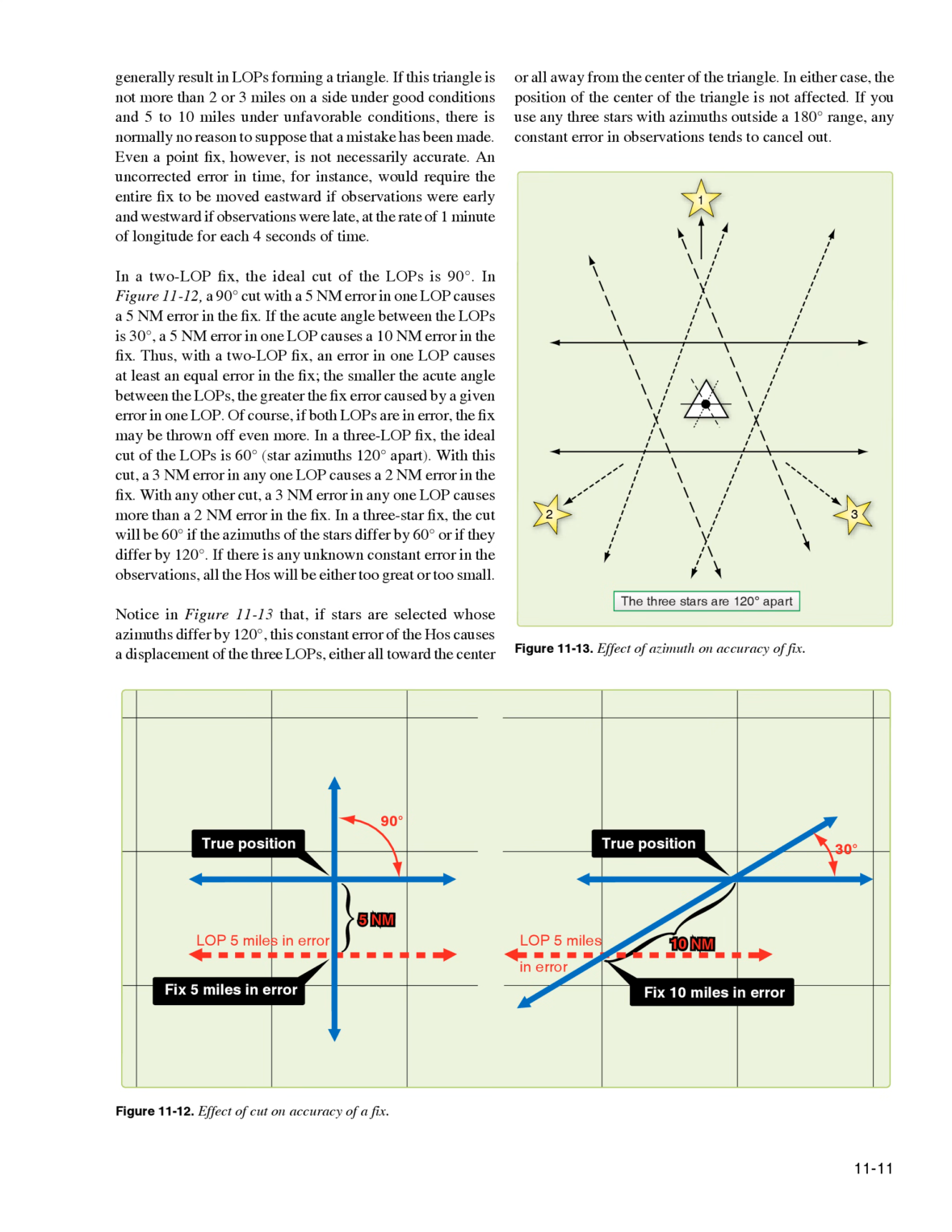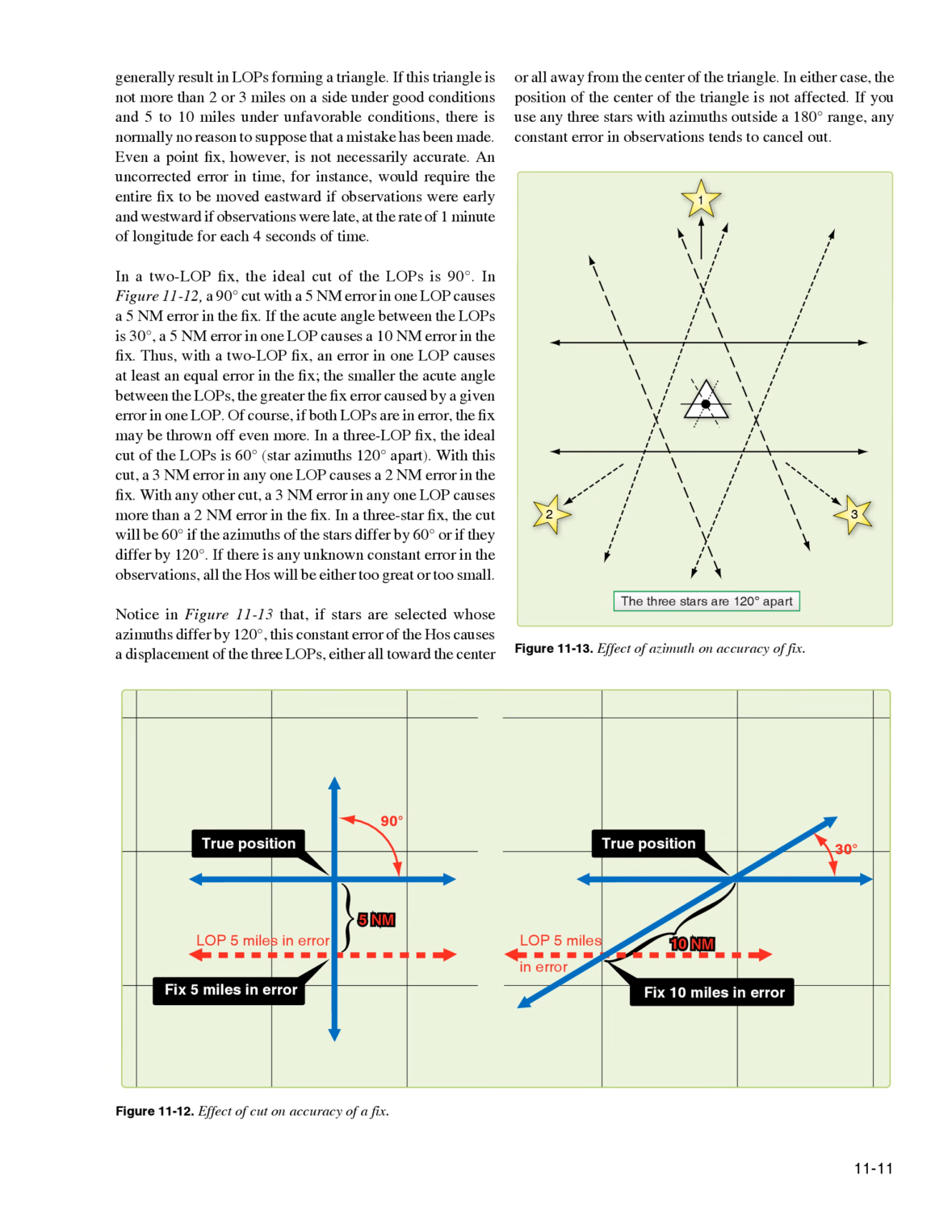An uncorrected error in time, for instance, would require the entire fix to be moved eastward if observations were early and westward if observations were late, at the rate of 1 minute of longitude for each 4 seconds of time. In a 2-LOP fix, the ideal cut of the LOPs is 90 degrees. In Figure 11:12, a 90 degrees cut with a 5 nautical miles error in one LOP causes a 5 nautical miles error in the fix.